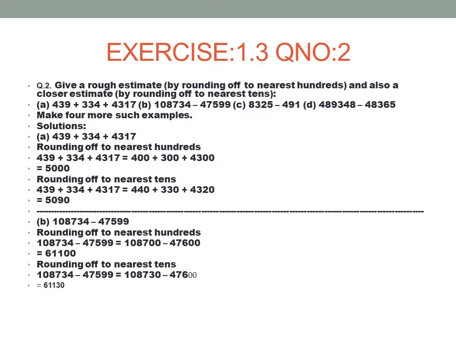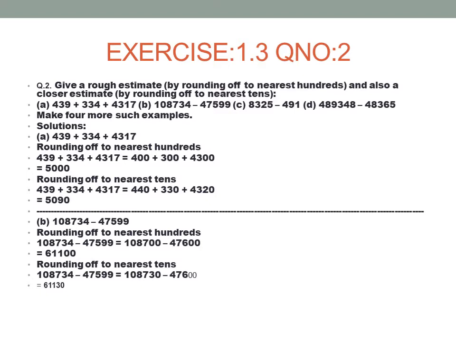This question is similar to the previous question, that is first question. There also we have added up the 2 numbers or subtracted the 2 numbers. Here also we will add up three numbers and subtract the 2 numbers. Now solution. Here first question, 439 plus 334 plus 4317. We have to round off to the nearest 100 and round off to the nearest tens also. So first we will finish it off with the 100, then we will come for the nearest tens.